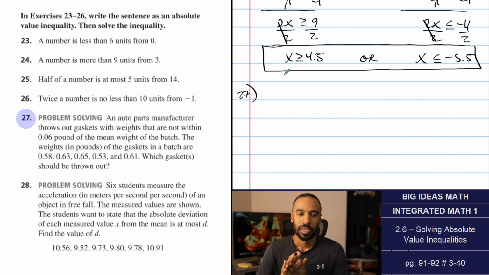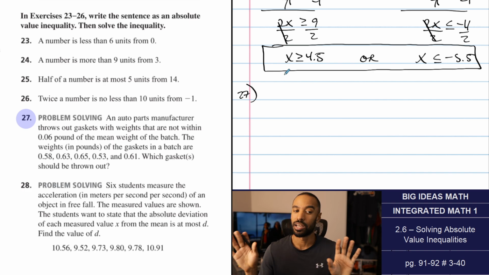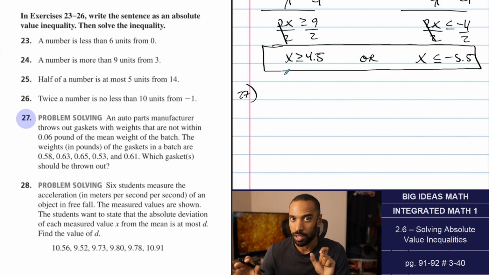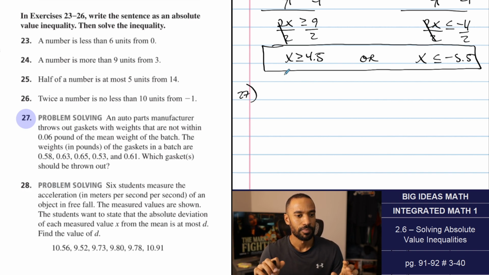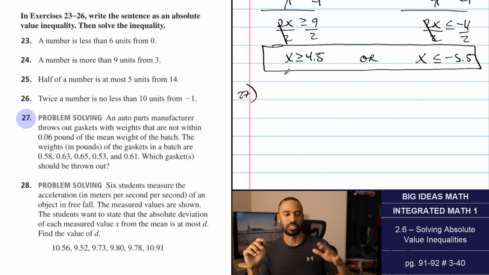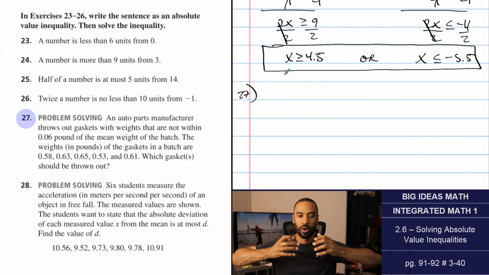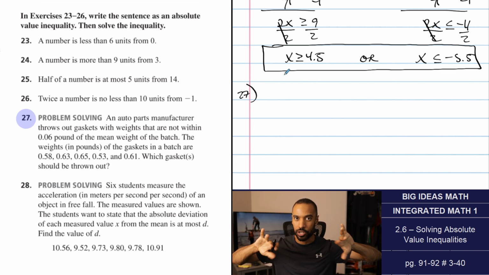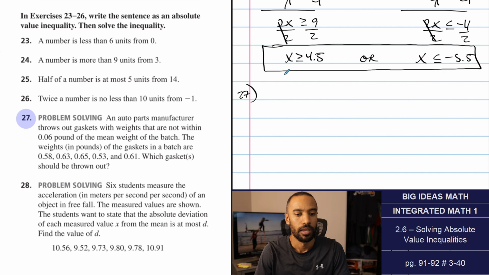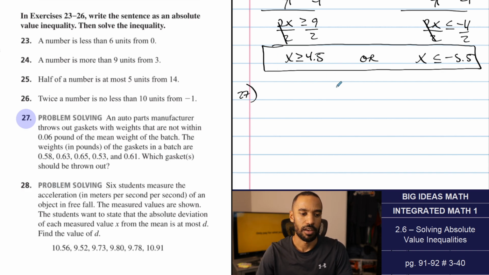Problem solving. An auto parts manufacturer throws out gaskets with weights that are not within 0.06 pounds of the mean weight of the batch. I didn't understand a lot of that other than I saw mean, but I did say, oh, they throw out gaskets. I see. They toss them. They discard them. If they're not within 0.06 units of the mean weight in either direction, they're gone. Got it.